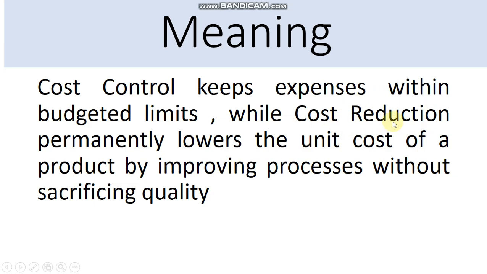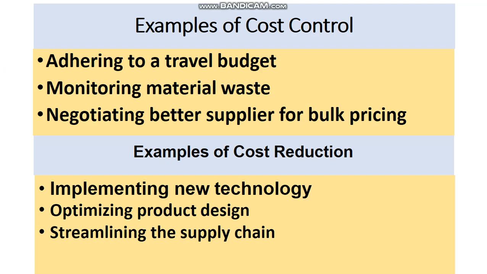Regarding cost reduction, it is a permanent strategy followed by the institution without compromising its quality. So it is possible through proper strategy and technological upgradation, or through involving some developed equipment. It helps to reduce the cost permanently. Let us see some examples for cost control.